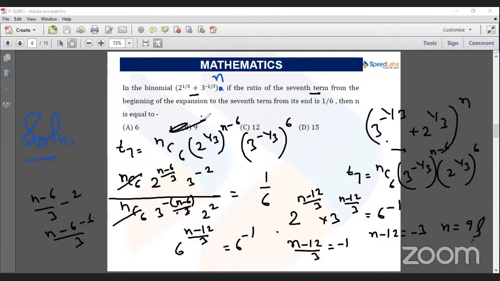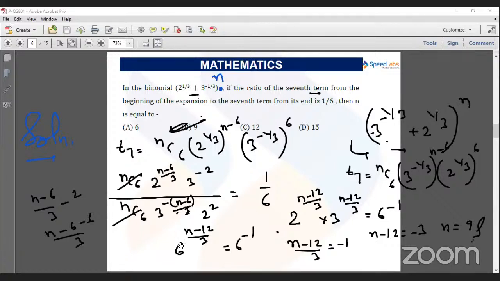Any questions? So the main concept which you already know possibly is that the seventh term from the end technically means we can reverse the terms with the sign. If there was a minus here, we would bring the minus sign here. Had it been minus 3 power minus 1 by 3, you would have taken minus 3 power minus 1 by 3 plus 2 power 1 by 3. Okay? So if we reverse it, reverse it with the sign, and then you can find the seventh term from the start by using the same formula.